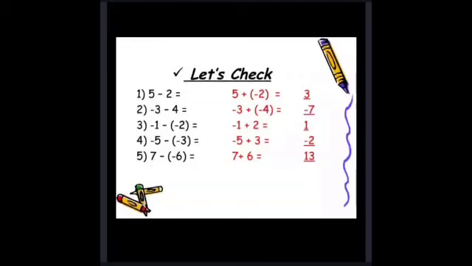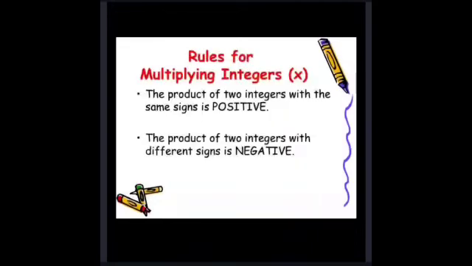Now we have just discussed the rules for adding and subtracting integers. We'll now move on to the rules for how to multiply integers. In this case, the product of two integers with the same sign is positive, and the product of two integers with different signs is negative.